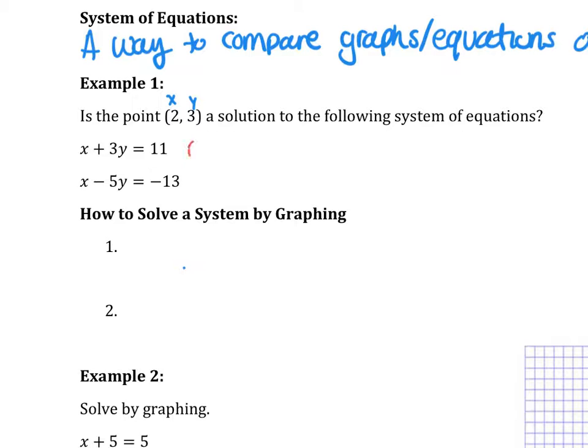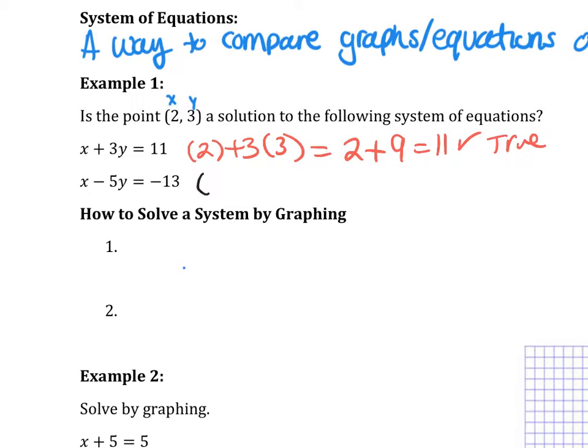So we plug in 2 for x and 3 for y. That'll give us 2 plus 9, which is 11. So that's true. Our first one is good, but we still have to check our second one because it has to work for both. So we plug in 2 for x and 3 for y. Gives us 2 minus 15, which is negative 13.